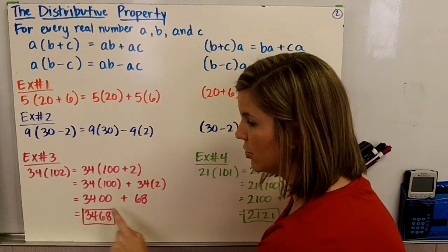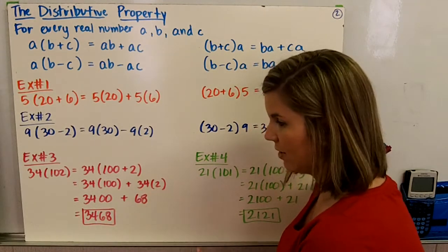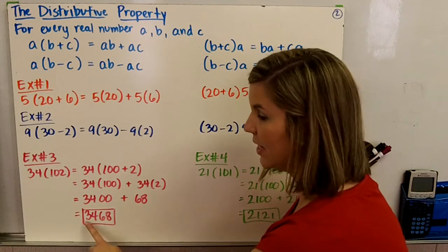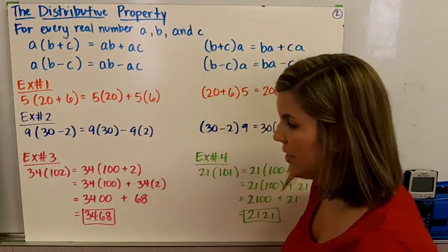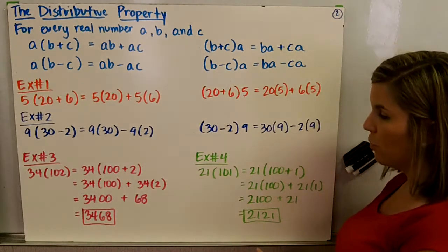Well, 34 times 100 is 3400, and 34 times 2 is 68. 3,400 plus 68 is 3,468. No calculator needed.